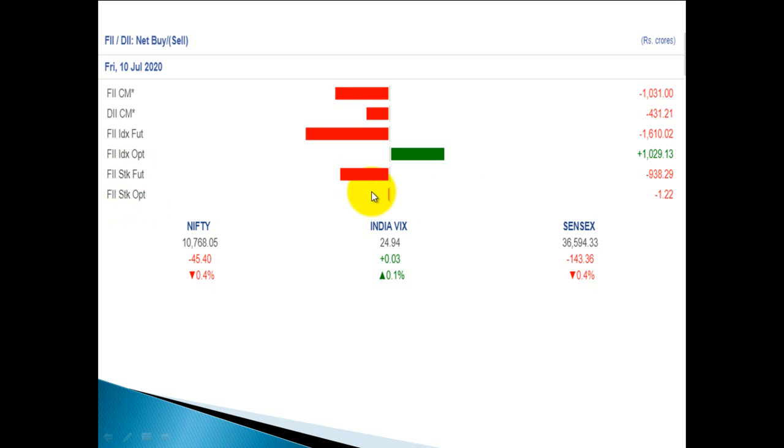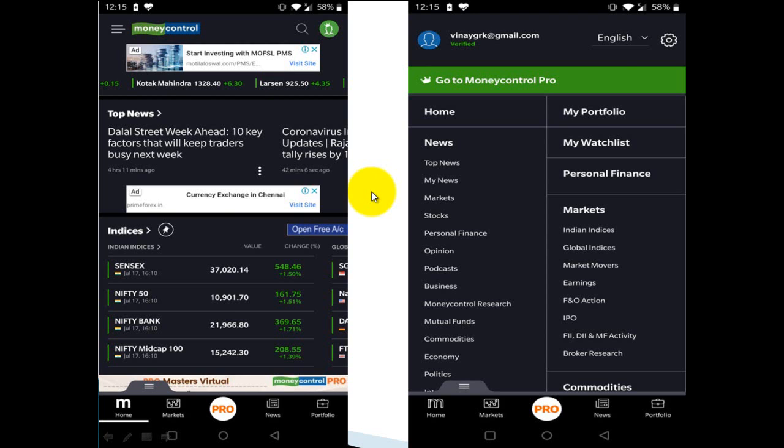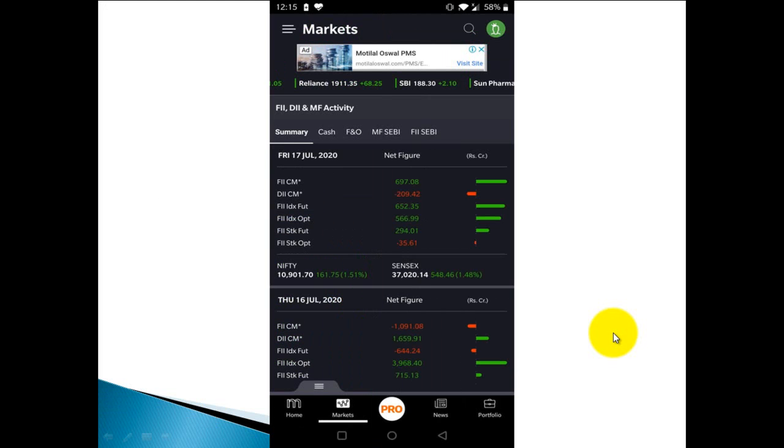In case you are using the Moneycontrol app, you can go here to the menu bar and click on it. Once you click on the menu bar, this page will open. Here you can see the FII and DII activity. Once you click on this particular link, you will get the end of the day report, what FIIs are doing in the cash market on that particular day.